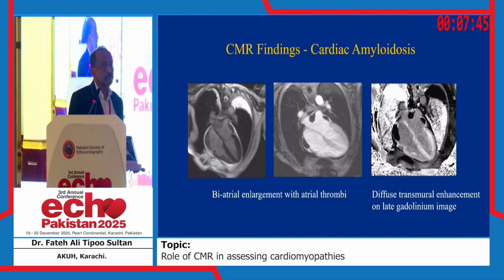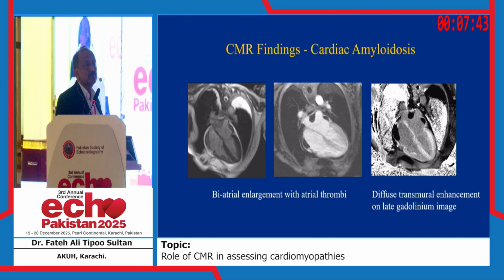These are the images of a patient with cardiac amyloidosis, and here you can appreciate biatrial enlargement, thrombi, and diffuse hyperenhancement. In these cases, it is difficult to null the myocardium over a wide range of T1 inversion recovery times.